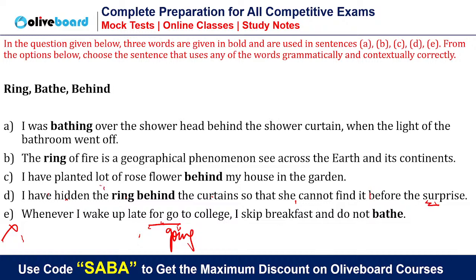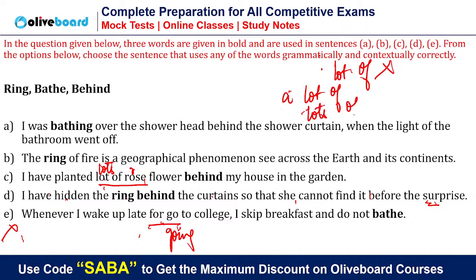Those who are saying, see, I have lot of roses. First of all, lot of is wrong. It will be lots of. How many times I told you that you can't say lot of. There is no phrase called lot of. Either you will say a lot of or you will say lots of. Another thing, you will say lots of roses.